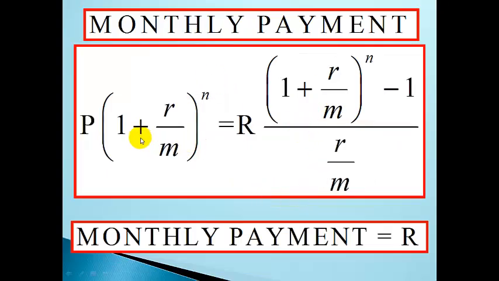Now equating the two, we have P into bracket 1 plus R over M exponent N is equal to r times 1 plus r over m exponent n minus 1 divided by r over m. Now, the monthly payment is equal to r. So we can make r the subject. And when we make r the subject, the r is the monthly payment you are supposed to do, either to the bank or into the sinking fund. Now let's proceed.